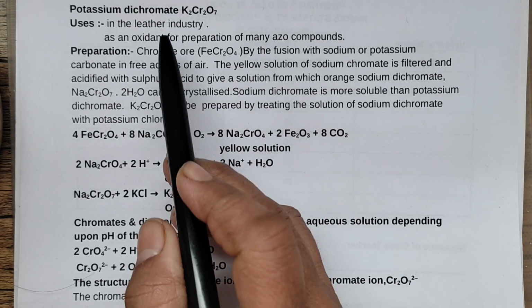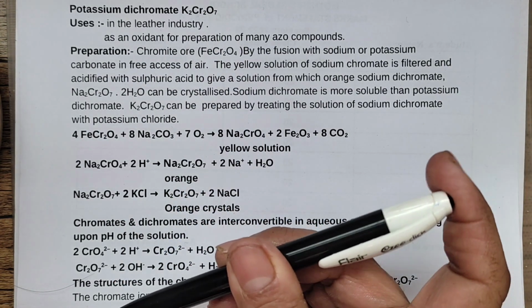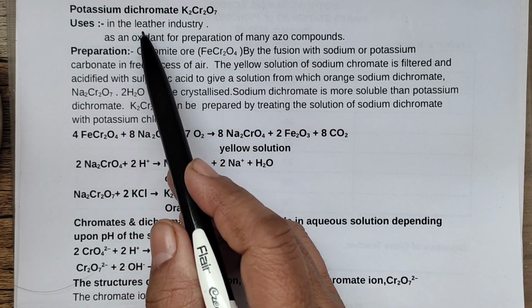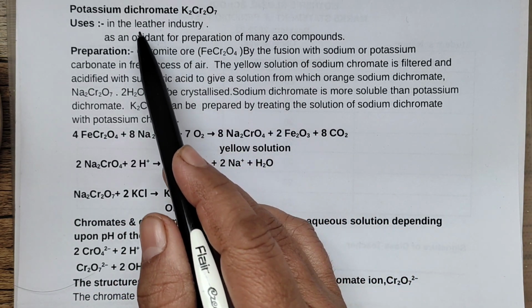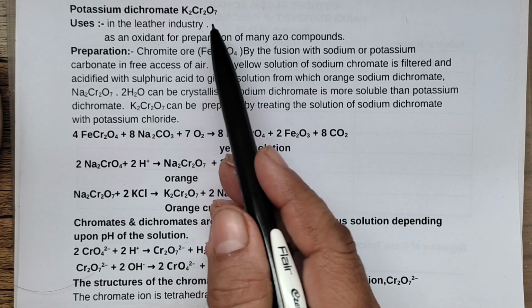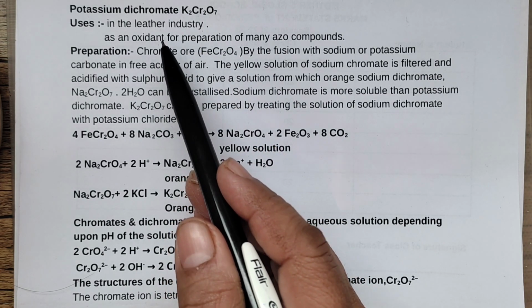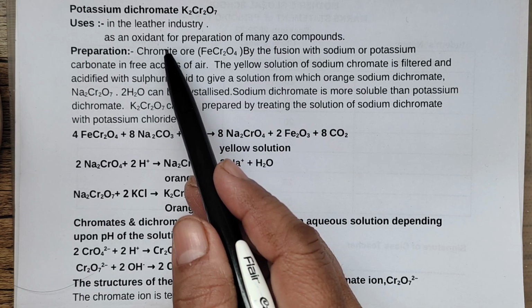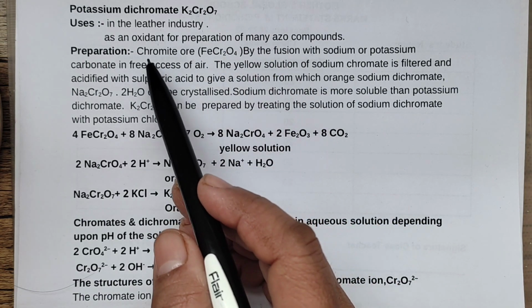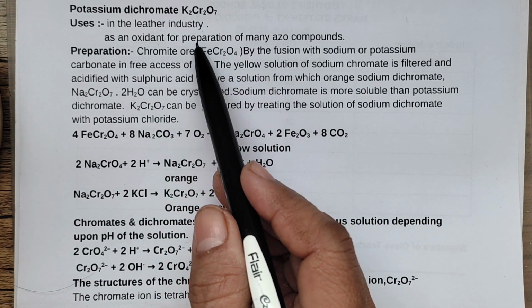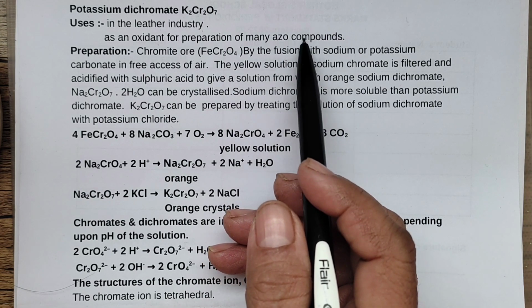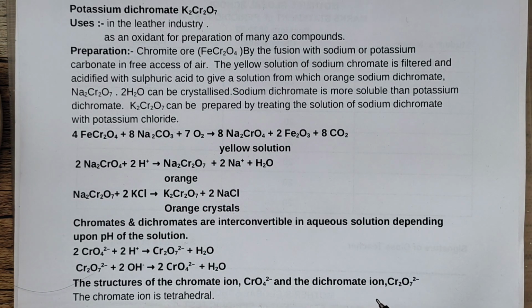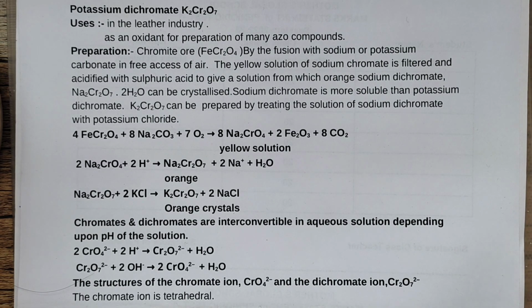So first, potassium dichromate, K2Cr2O7, the uses. The two important uses are that it's used in the leather industry. You should just have an idea of that because now you have even MCQs in your syllabus, so maybe it is asked. It's a very good oxidizing agent used for the preparation of azo compounds, and moreover in complete organic chemistry you have used potassium dichromate many times as a very good oxidizing agent. We'll also discuss why it's a very good oxidizing agent.